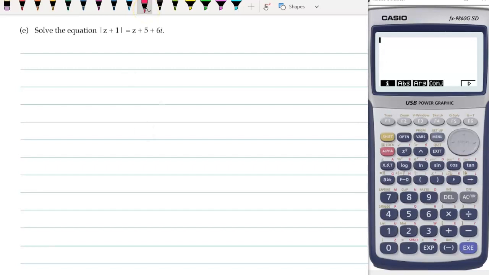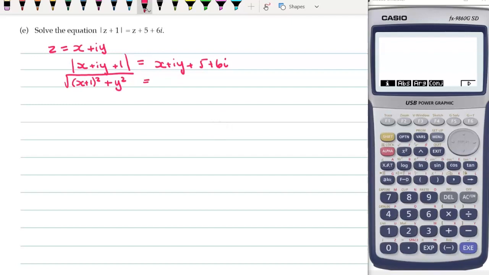For part E, we are going to set z equal to x plus iy. So then on the left, we have the modulus of x plus iy plus 1 is equal to x plus iy plus 5 plus 6i. Okay, modulus means we're going to do the square root of the real part, which is x plus 1 squared, plus the imaginary coefficient squared. That will be equal to x plus iy plus 5 plus 6i. I'm actually going to rewrite that to collect up the real terms together, so x plus 5, and the imaginary terms y plus 6.